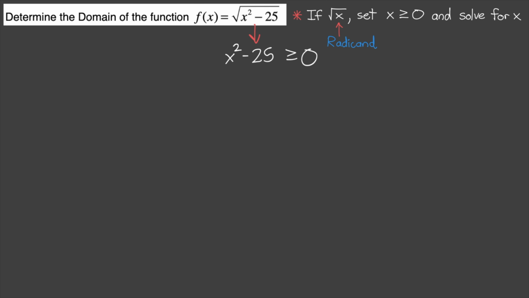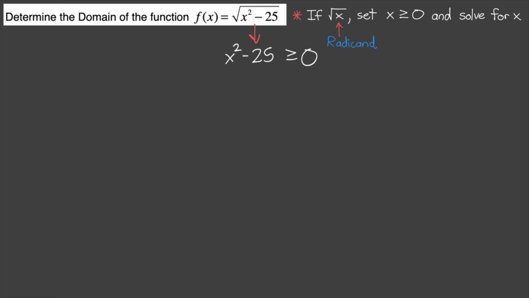Now you might be thinking, I'm going to move the 25 over and then take the square root of both sides. That cannot be done. It's really important. That's an illegal move in math. Whenever there's a quadratic or a fraction with an x on the bottom and an inequality, you cannot just solve for x like you normally would when there's an equal sign. So how do we do it?